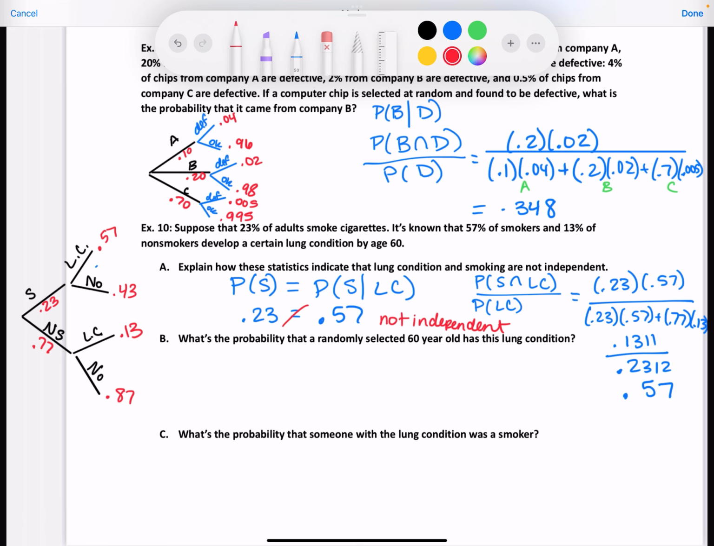All right. What is the probability that a randomly selected 60-year-old has this lung condition? So has a lung condition would just be the bottom of this. It would be the probability of a lung condition. So it would be 0.23 times 0.57 plus 0.77 times 0.13. So that is 0.23 basically.